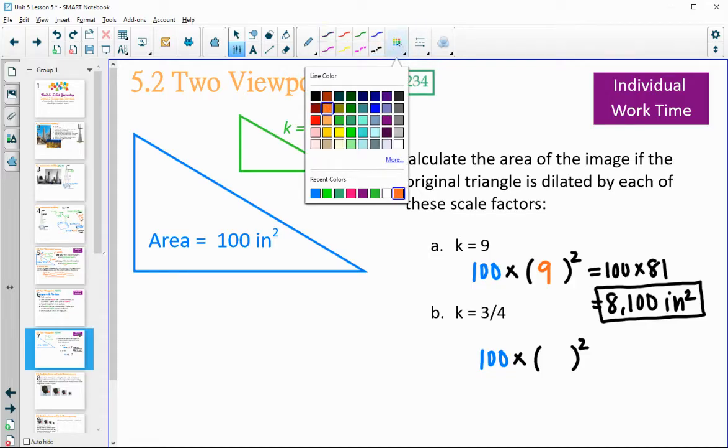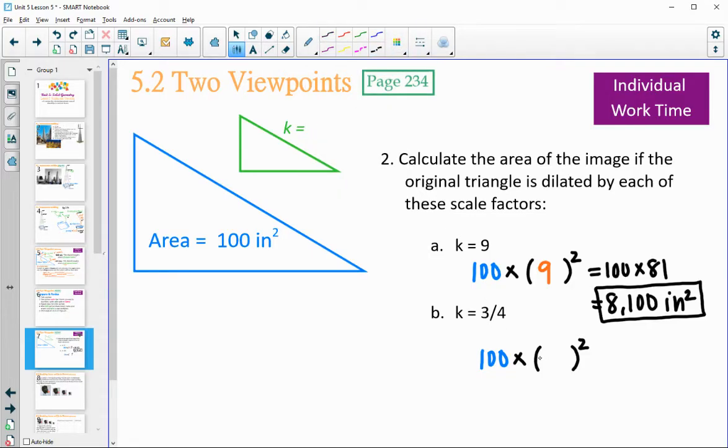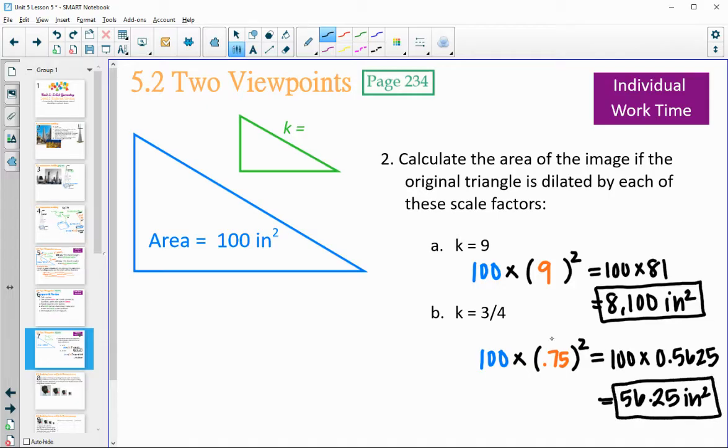In this second one, we did a scale factor of 3/4. So now you could do it as 3/4 as a fraction. You could also do 3 divided by 4 in your calculator and get 0.75 as a decimal. Okay, so then you could have done 100 times, and then do 0.75 squared, which is 0.5625. And then times that by 100, and you would get 56.25 inches squared. So this one's actually smaller since that scale factor is less than 1.